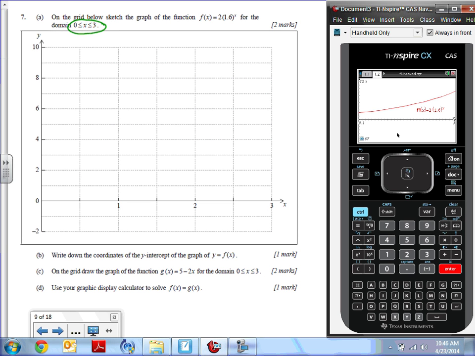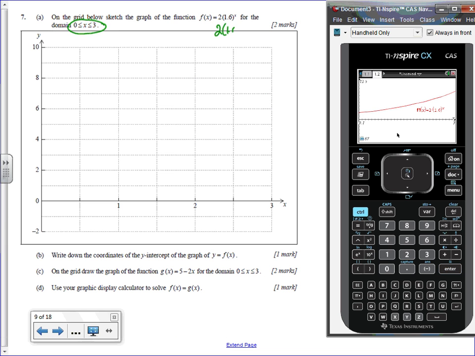If you want to figure out the starting point and the ending point, rather than using the calculator to do it, if you know that x is 0, you can just plug in 0 to the function for x. So 2 multiplied by 1.6 to the 0 power. Well, 1.6 to the 0 power is 1, and 2 times 1 is 2. So I know my starting point has to be here.